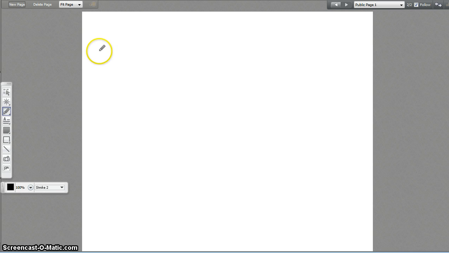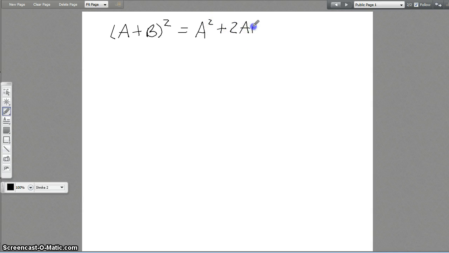So the first one we're going to learn is the sum of two terms squared. So if we have A and we add B to it and then we square it, what we're going to get is that first term squared plus the double of the product of the two terms plus the last term squared.